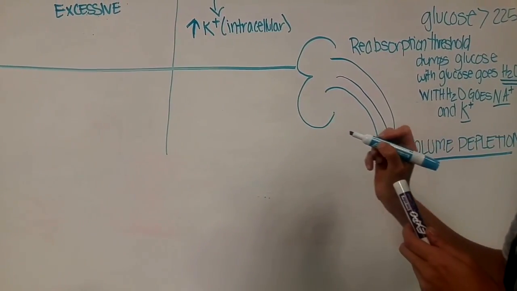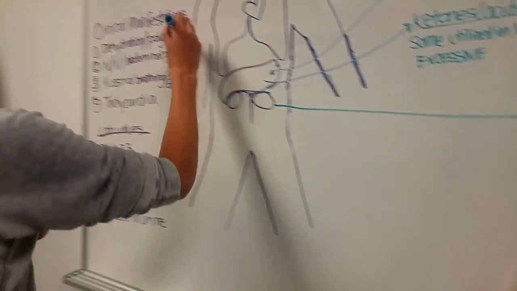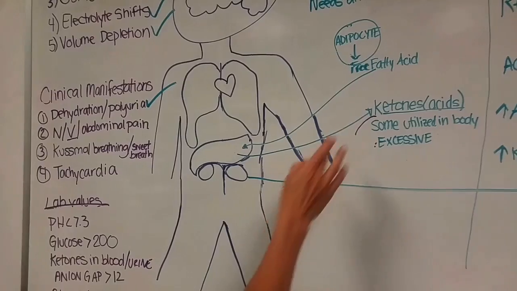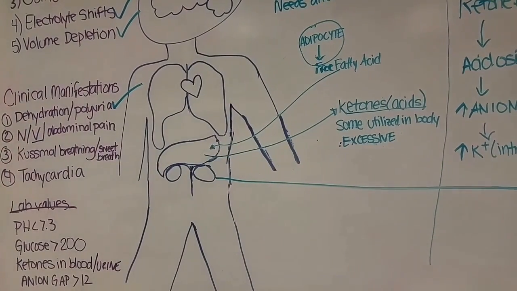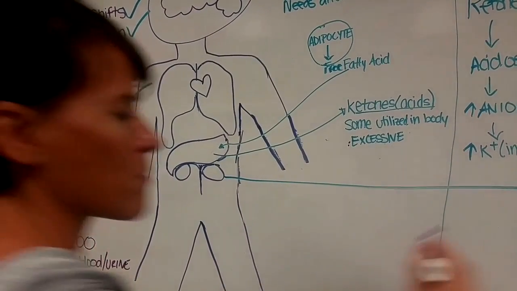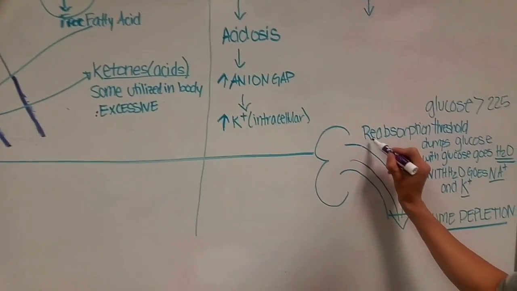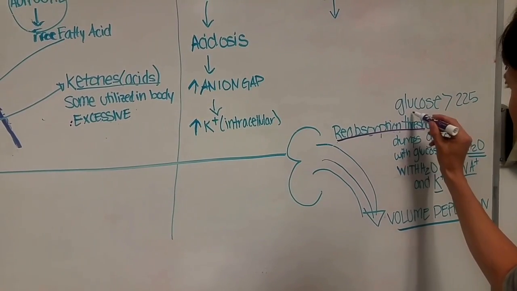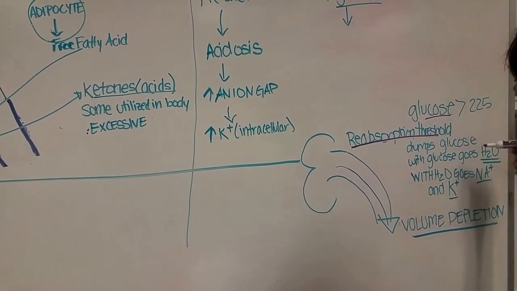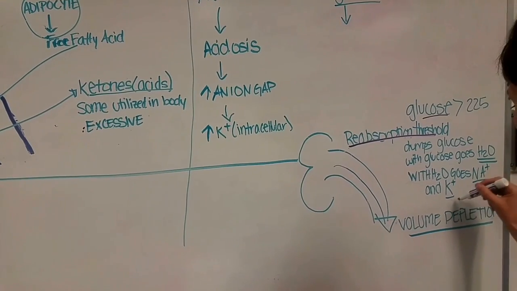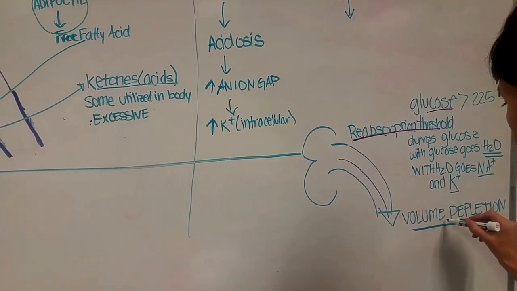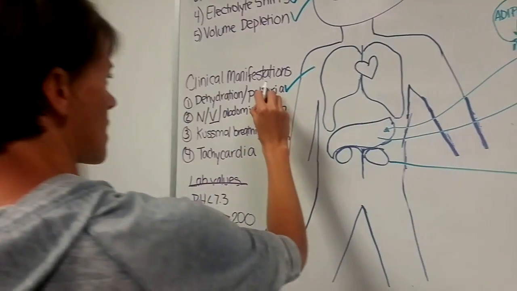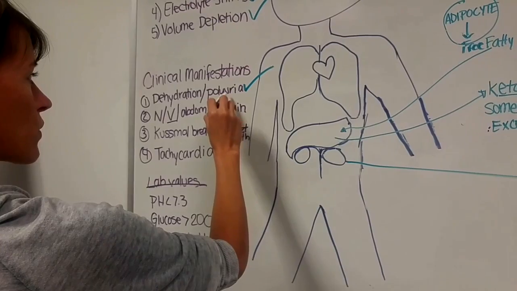One we just talked about, which is dehydration. Also, as we talked about, with the large amounts of water leaving the kidney, you will see these patients complain of peeing a lot. With peeing a lot, this contributes to your dehydration that you see.